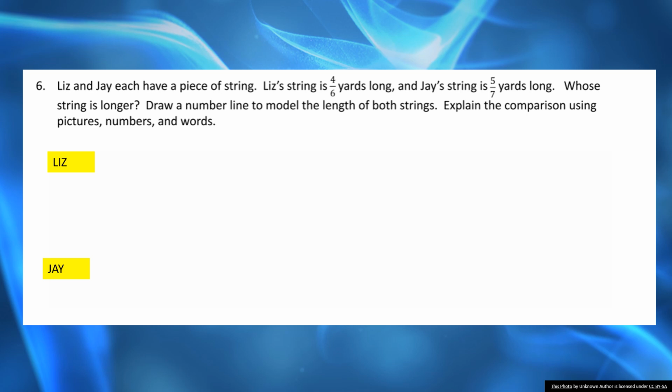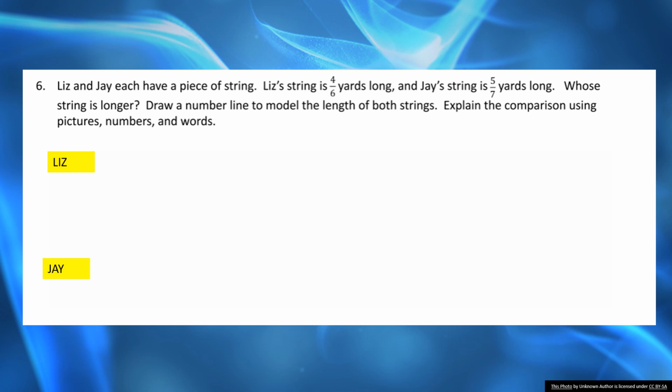Now let's go ahead and take a look at number 6. Number 6 says Liz and Jay each have a piece of string. Liz's string is 4/6 yards long, and Jay's string is 5/7 yard long. Whose string is longer? Draw a number line to model the length of both strings. Explain the comparison using pictures, numbers, and words.